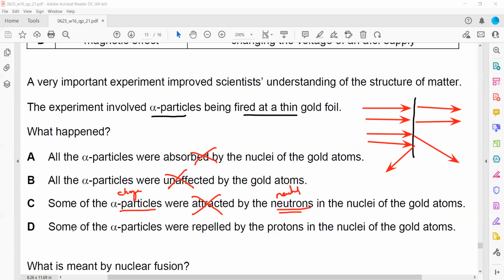Then the fourth statement, option D: some of the alpha particles are repelled by the proton in the gold atom. That is true, because when these alpha particles are moving towards the nucleus containing protons, they are repelled by the protons and they change their direction.